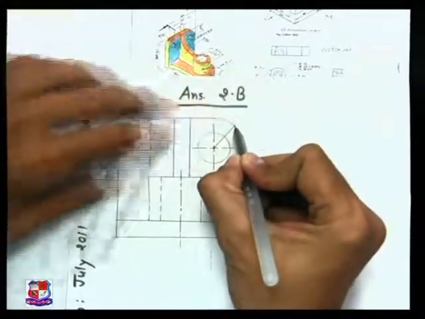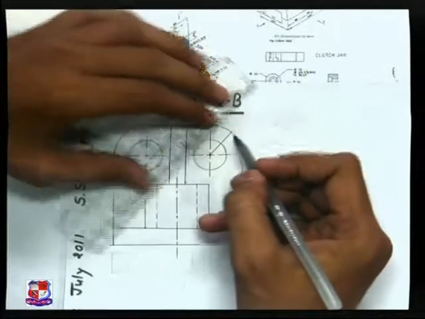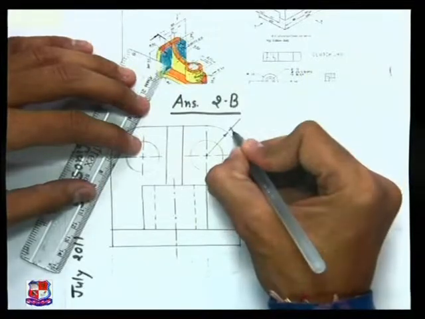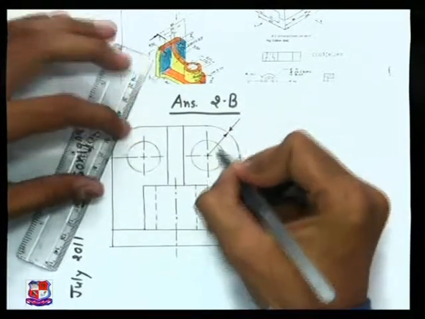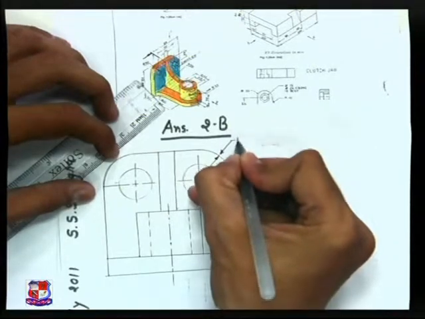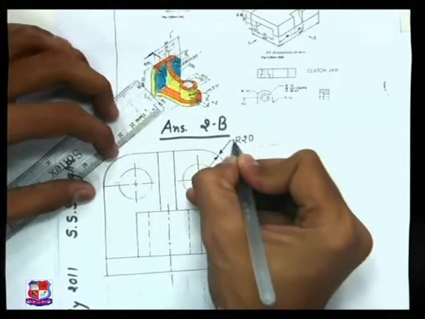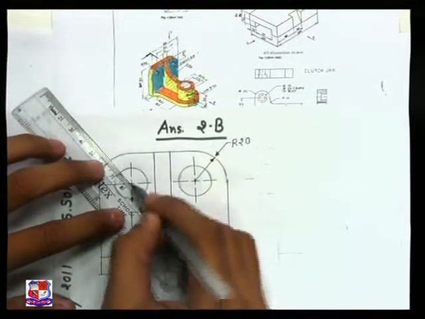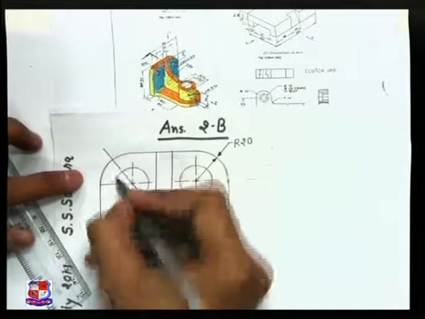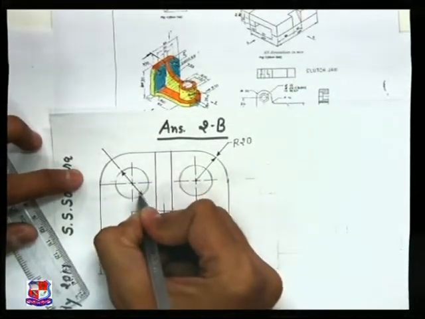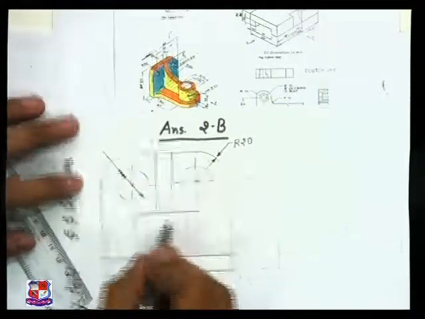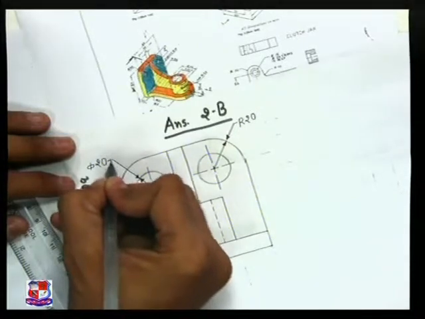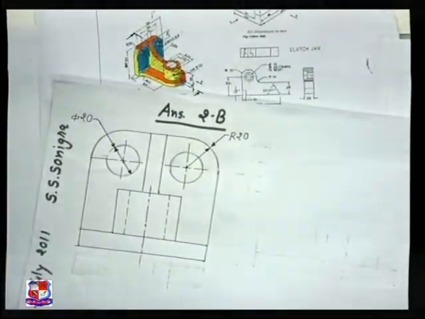This is the radius. The radius parameter should be inserted like this. Arrow over here, arrow over here, and the radius is given as 20 mm. So you can write like this: R20. R means it's a radius, and the diameter, this parameter, should be represented like this. Diameter is given as 20 mm, so it should be written like this: ⌀20 means it's a diameter, ⌀20.